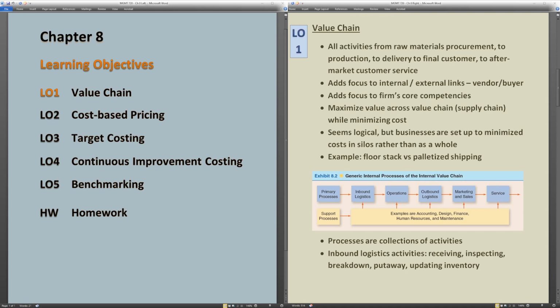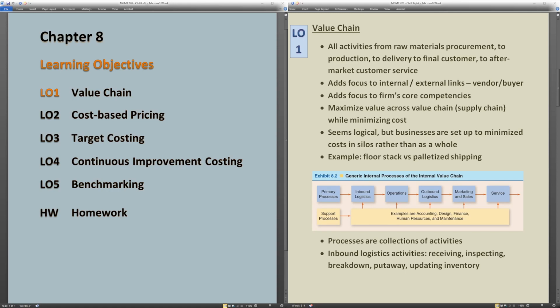Our first one is to look at the value chain. Also, we've recently called this the supply chain, but I guess the supply chain maybe is focused just on production, whereas value chain looks at all the activities from raw material procurement to customer service, aftermarket customer service. And one of the things about the value chain is that not only does it focus on what you do internally, but it also focuses on your connections with your vendors, both internal and external links.